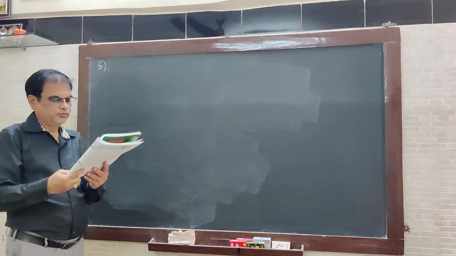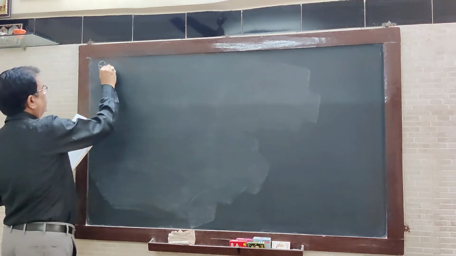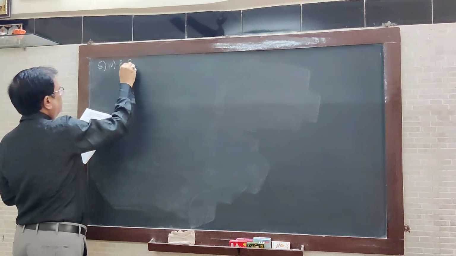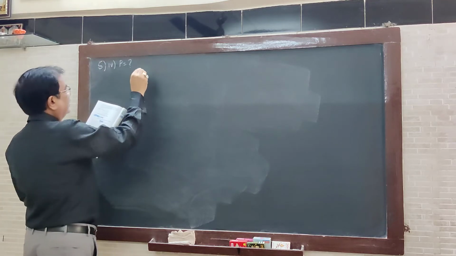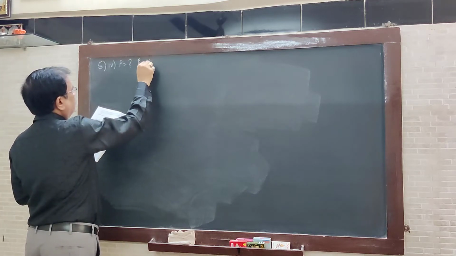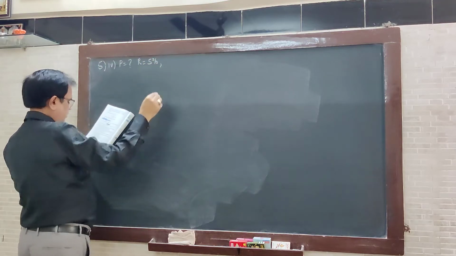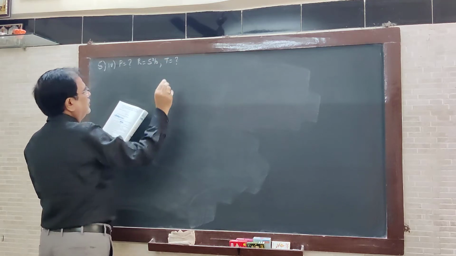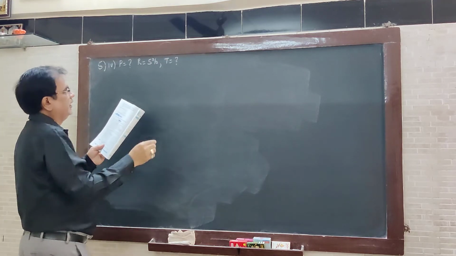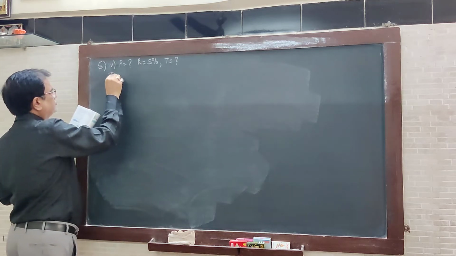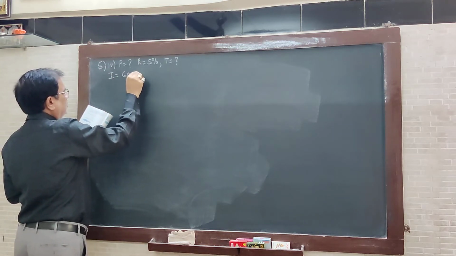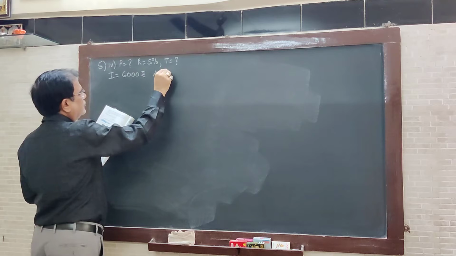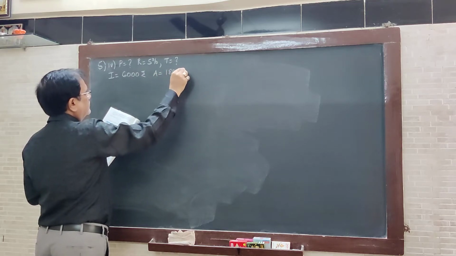Now question number 4. Principal you have to find out. Then rate of interest is 5%. Time also you have to find out. Interest is given to you, 6,000 rupees, and amount is given to you, 18,000 rupees.